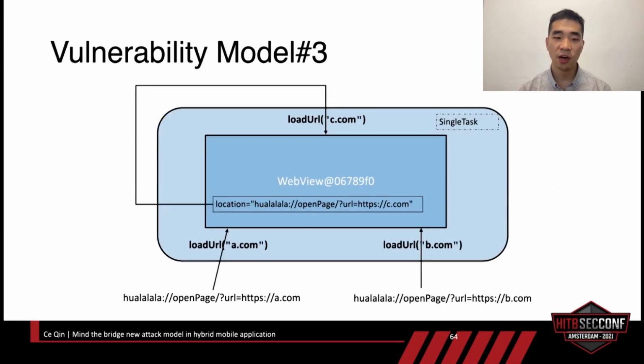Maybe a diagram will be clearer. If a WebView's launch mode is singleTask, there will be only one WebView object, and any deep link will be converted to loadUrl in this single one. In the diagram are A.com and B.com.